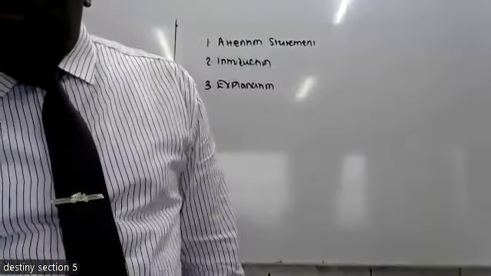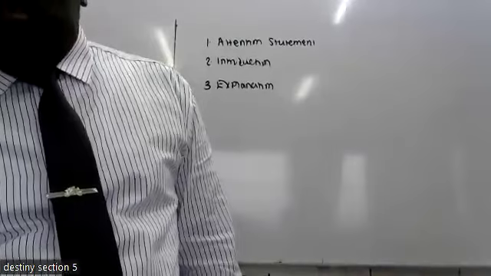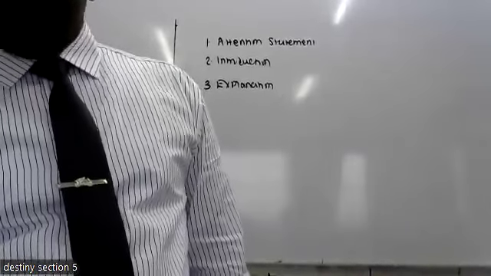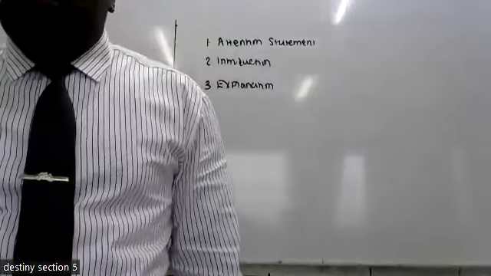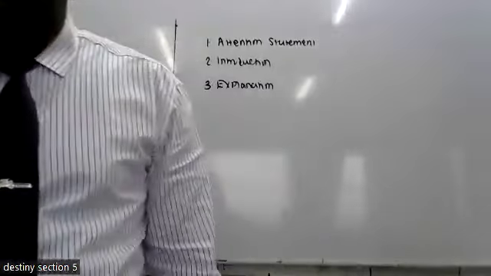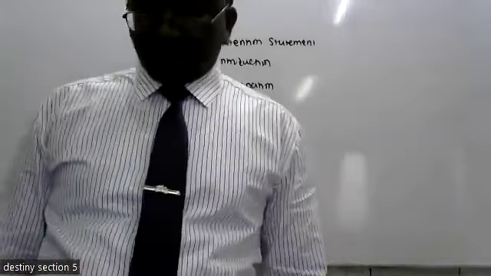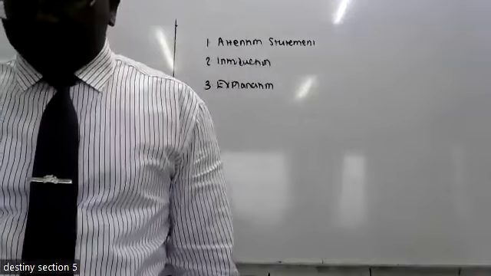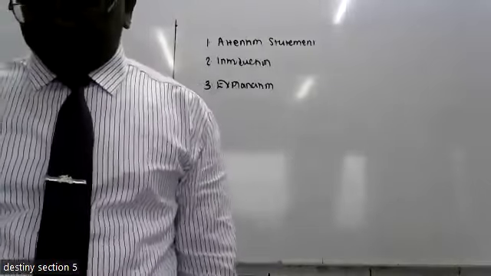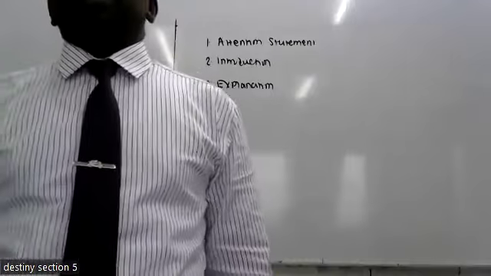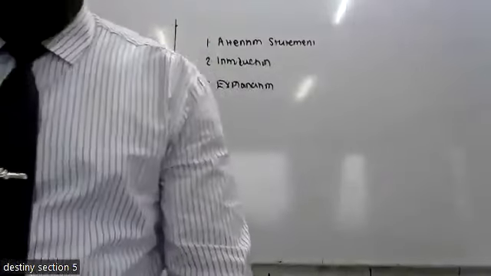Number three is explanation. This is meant to establish credibility and build a good relationship with the audience. It is done by creating a discussion with the audience and providing answers to questions.